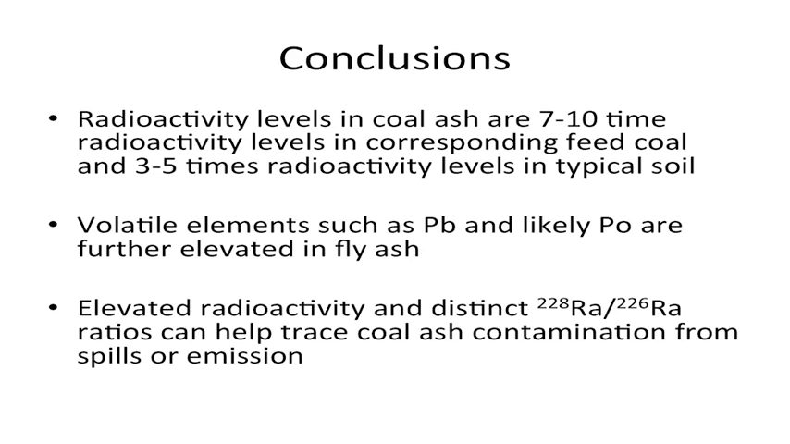So that brings me to my conclusions, and we concluded from this study that in general, radioactivity levels in coal ash are about 7 to 10 times the radioactivity levels in the corresponding feed coal, and they're about 3 to 5 times the radioactivity levels in soils. Volatile elements such as lead and most likely polonium are even further elevated in fly ash, even above things like radium.